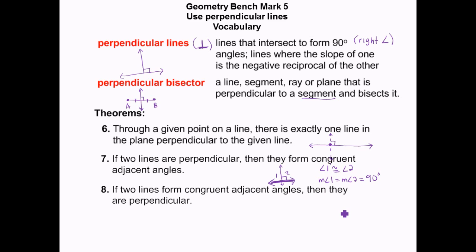And if two lines form congruent adjacent angles, so if I come in here and I have two lines and I have angle 1 and angle 2, and I know that angle 1 is congruent to angle 2, then that has to mean that the measure of angle 1 and the measure of angle 2 is 90. So it kind of goes both directions. If you have two lines and they're perpendicular, then they form congruent adjacent angles, which are 90. If you have congruent adjacent angles, but you don't know what their measures are, if they're adjacent angles and they're congruent, then they have to be perpendicular, because they're two lines that are intersecting.